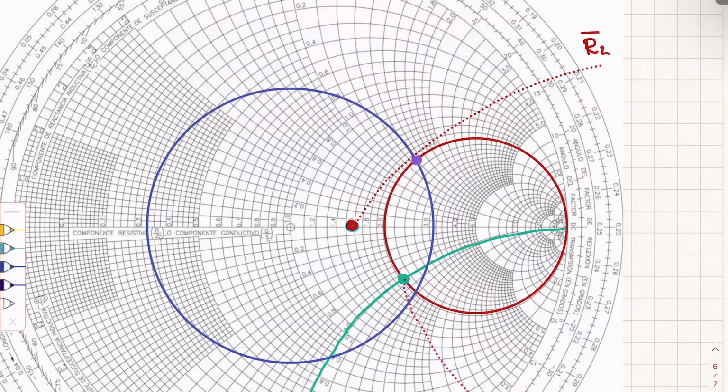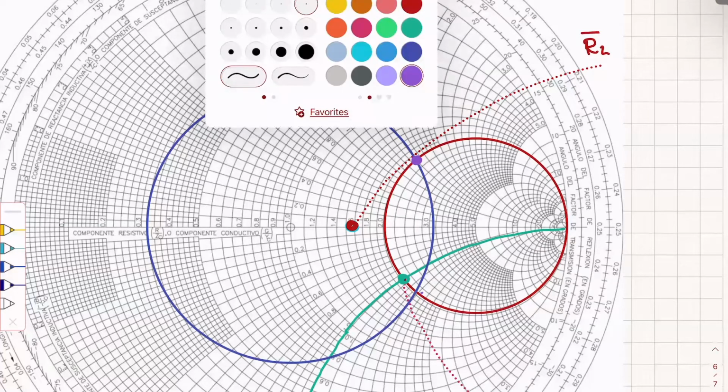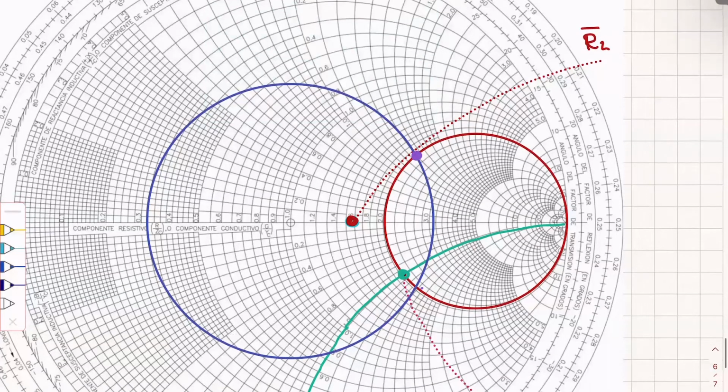Why is that? Because if I move along the red line, then practically that implies that I'm adding a stub on the line. And when I move along the red line, I'm adding a stub in series, because all of the real points of the red are the same. Therefore, the difference between the purple point and the green one is that they have the same real part, but they have a different imaginary part. And I can do that by adding a series stub.